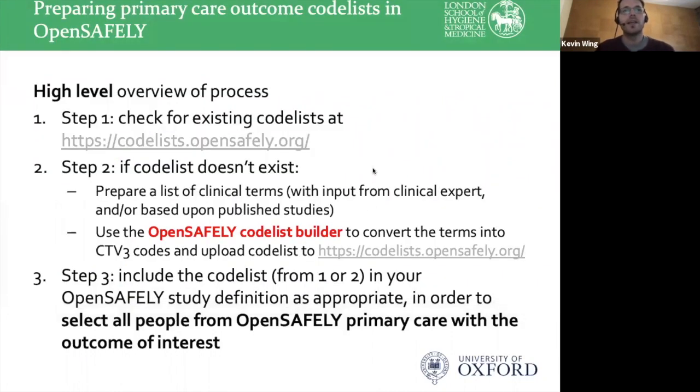So if you search the code list website and the code list that you want isn't there, then you would need to prepare a code list yourself. And the way to do that, you don't just prepare the codes without any sort of understanding of what they mean. First of all, you prepare a list of clinical terms, okay, that you're interested in that relate to your outcome. And for this, it's important to get input from a clinical expert in the area you're working in, or to look at any published studies that have code lists that you might want to adapt.